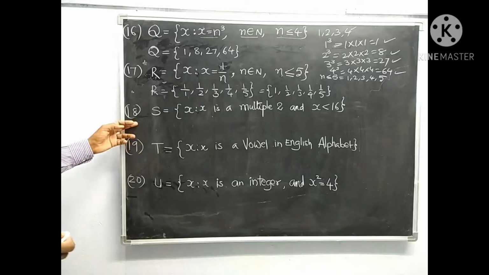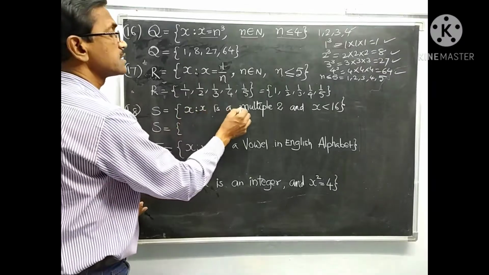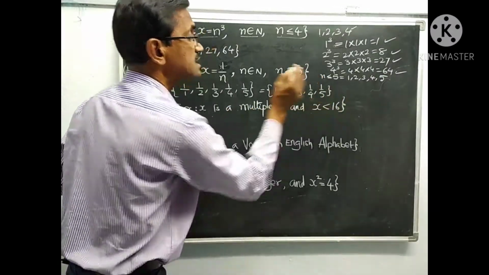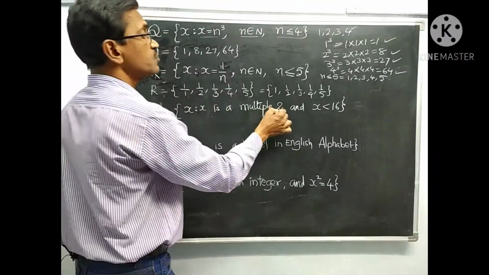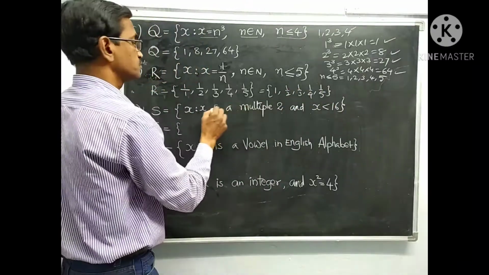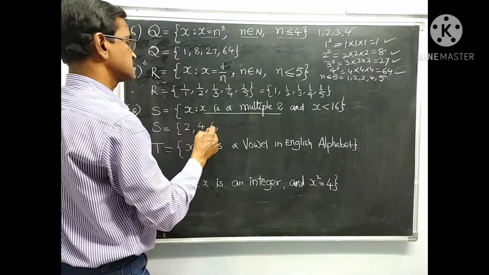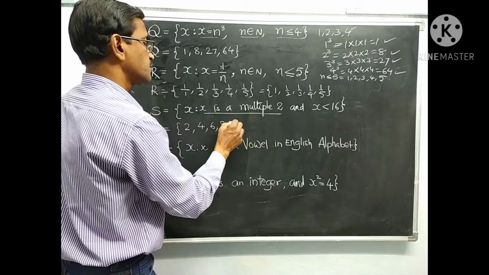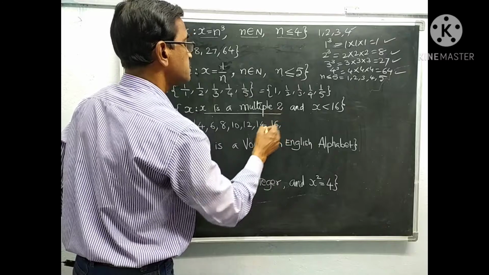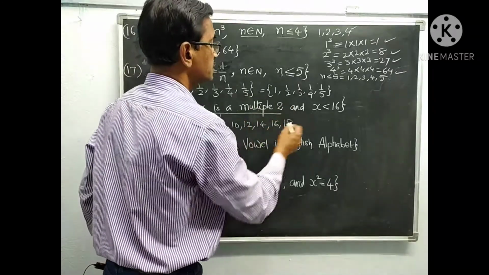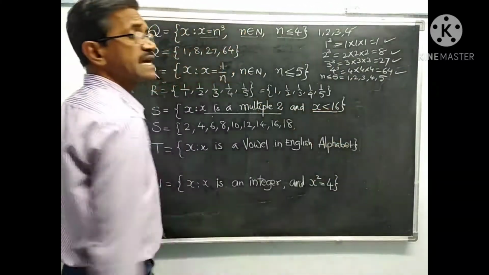Then the 18th one, S is equal to x such that x is a multiple of 2 and x less than 16. Sometimes the question may be asked like this also. Multiple of 2 and less than 16. We know multiples of 2. You know that 2 1s are 2, 2 2s are 4, 2 3s are 6, 2 4s are 8, 2 5s are 10, 2 6s are 12, 2 7s are 14, 2 8s are 16, 2 9s are 18.